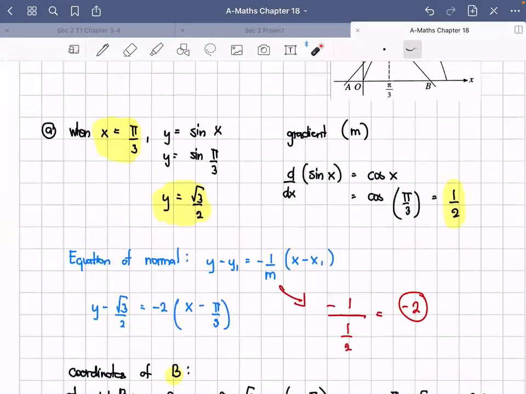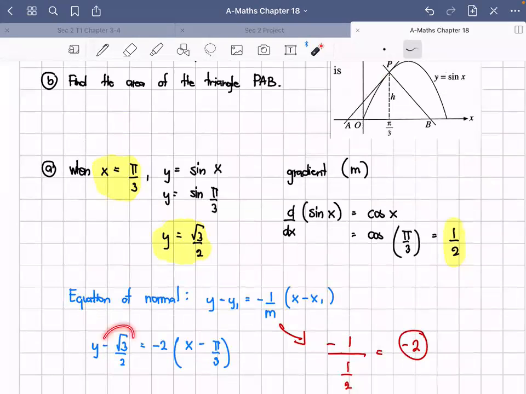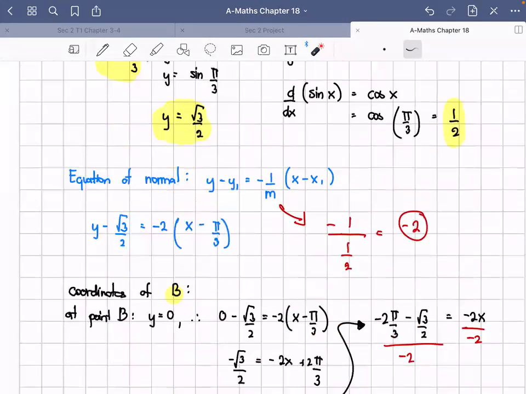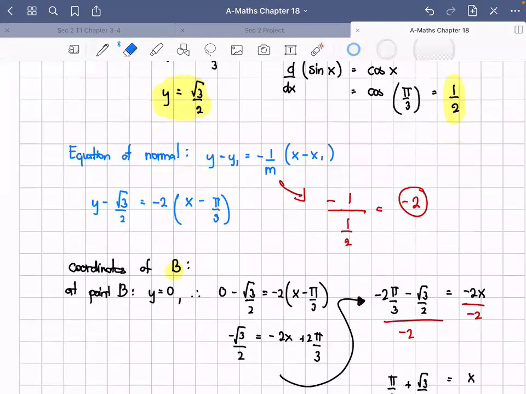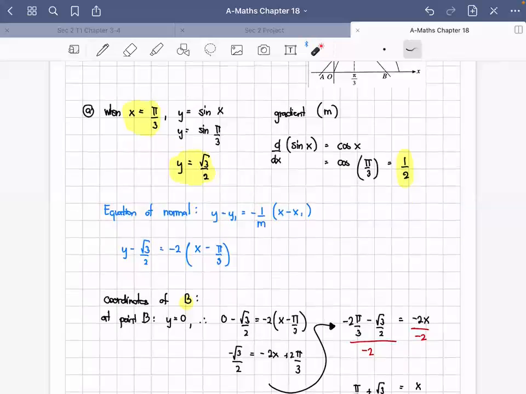Okay, point P is the same thing because we're still referring from point P. So point P is at pi over 3 and root 3 over 2. All right, so how do we find the coordinates of point B?